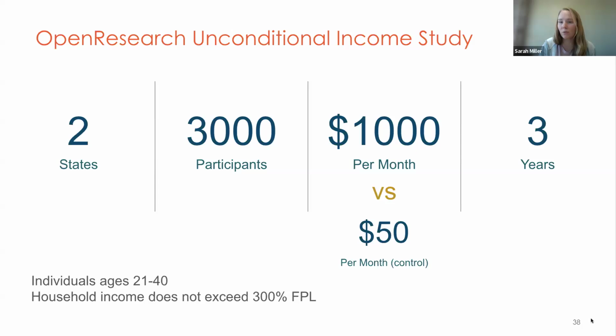We recruited individuals who were ages 21 to 40 at the time we were recruiting them. So they ended up being about 25 to 44 at the end of the study and had self-reported household income that did not exceed 300% of the federal poverty level. Like the Baby's First Year study, we did put in some effort to make sure that this money was not clawed back. These were unconditional gifts from nonprofit organizations, so they were not taxable. They also did not affect eligibility for benefits in Illinois and eligibility for some benefits in Texas.